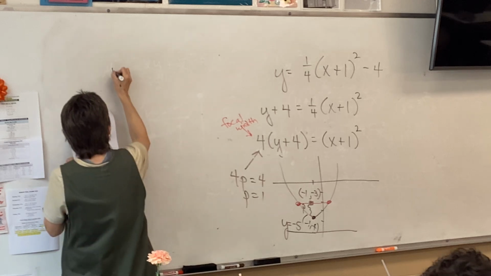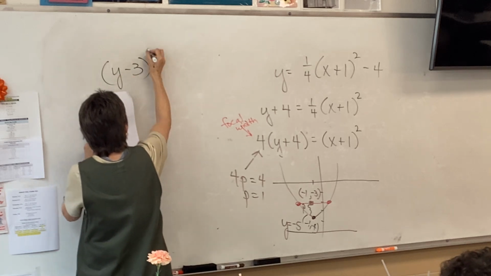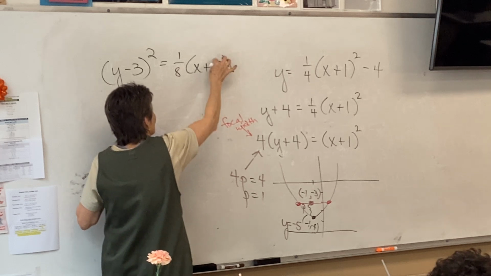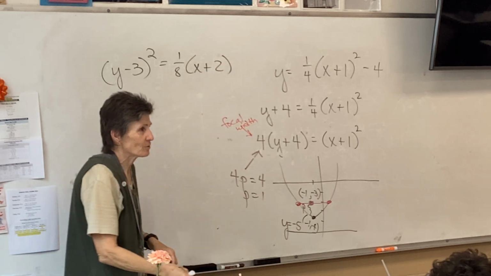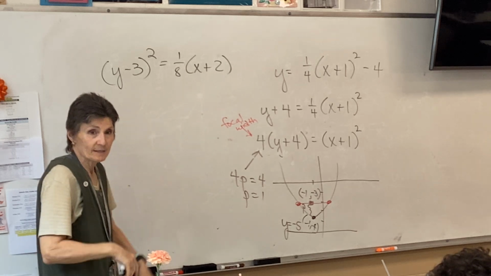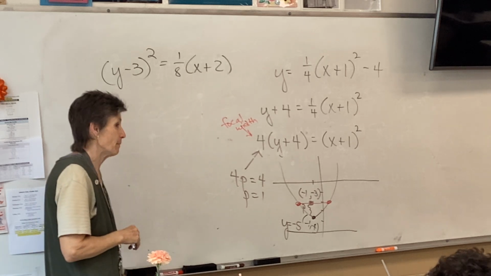All right, y minus 3 squared equals 1/8 x plus 2. Let's go. How you doing? All right, it's a parabola, 1 squared term. It's not a circle. Circles have x squareds and y squareds. This only has 1. It's a parabola.